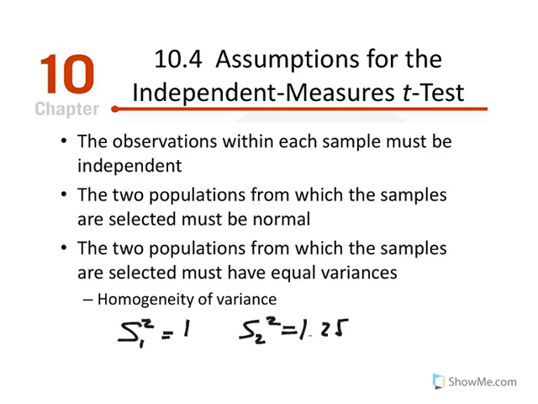However, if we had two samples, and the first one had a sample variance equal to 1, and the second sample variance was equal to 5, then we would have reason to believe that perhaps this assumption has not been satisfied. And we would conduct a test of variance to affirm whether or not this assumption has been satisfied.